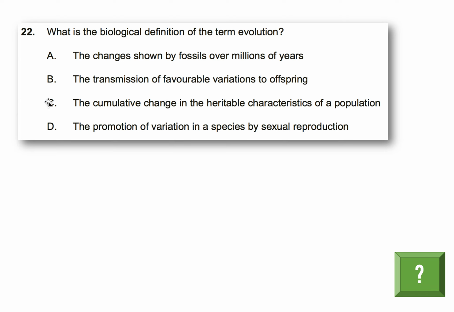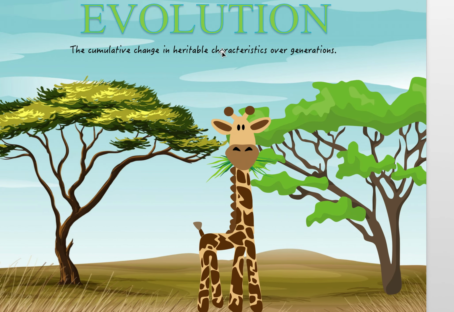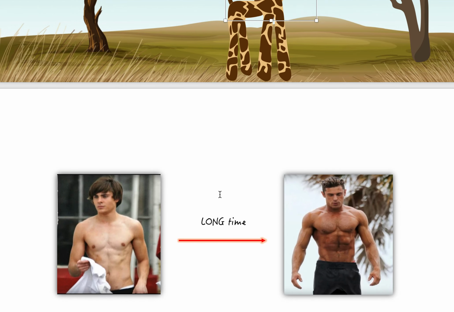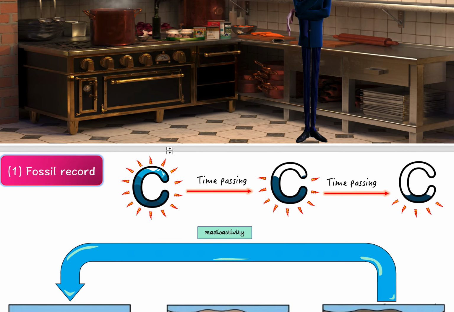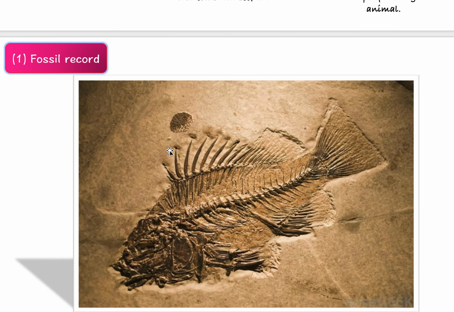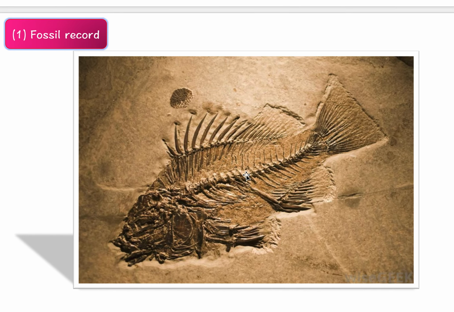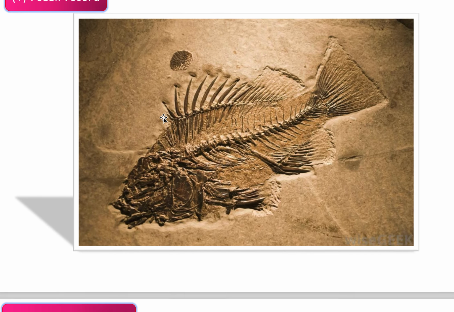So it's going to be C, but we can real quick go over A, B, and D to see what's wrong with those. So A, the changes shown by fossils over millions of years. Okay, so that's not the definition of evolution, but the fossil record is a kind of evidence for evolution. So you can use the fossil record. I'll go down here. Again, this is what I use in the teaching video. So if you don't understand what I'm talking about, make sure to watch that video instead because it will make things a lot more clear.